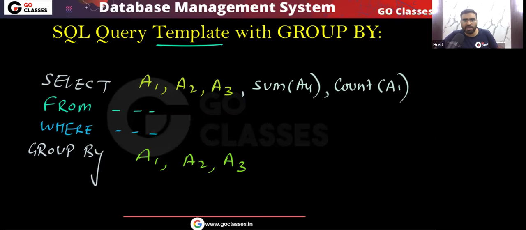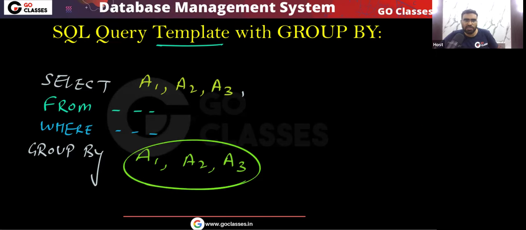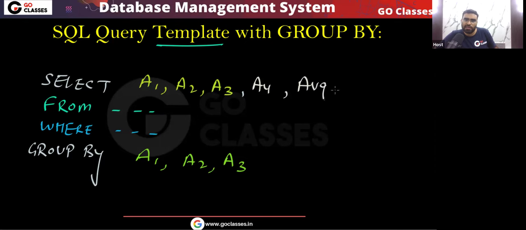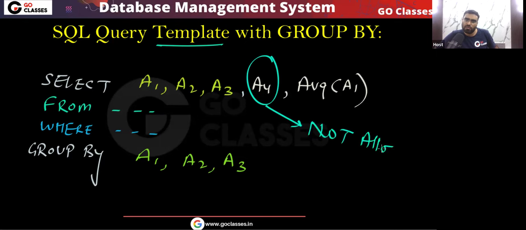You can put aggregation on any attribute. You can also put count star if you want, there is also no problem. Okay, is this clear? Please tell me. So I hope this point is clear. So remember, you cannot do this: that here you have these attributes and here you have a4, and let's assume you have avg of some attribute. Now this is not allowed. Is this clear? Please tell me, did you understand?